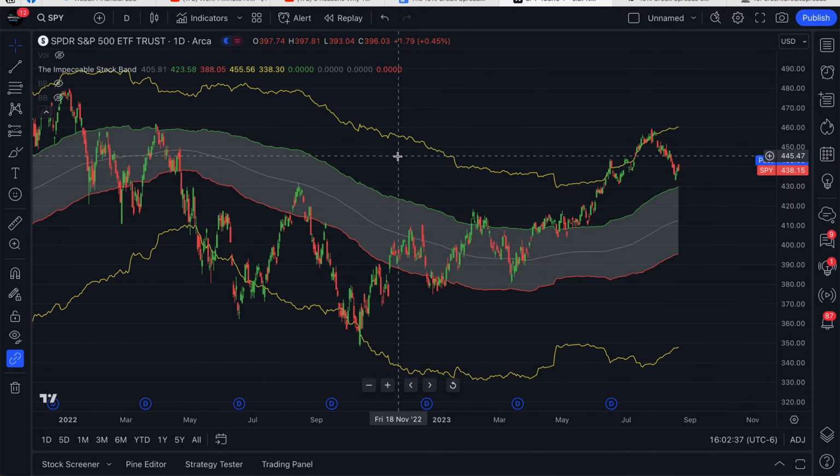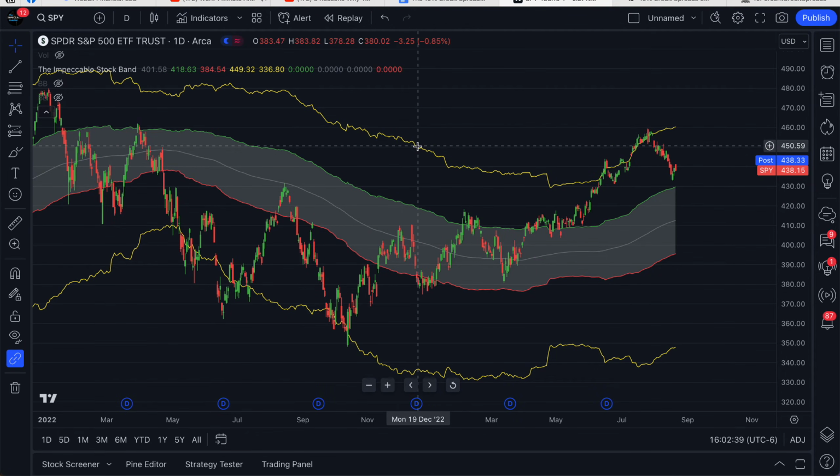So let's talk about it on the chart. So again, when we're looking at this chart, we're using the impeccable stock band indicator to determine these levels.